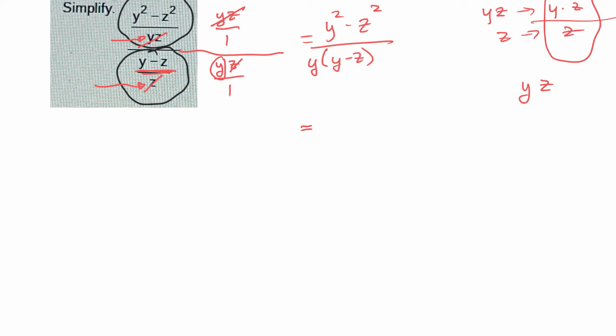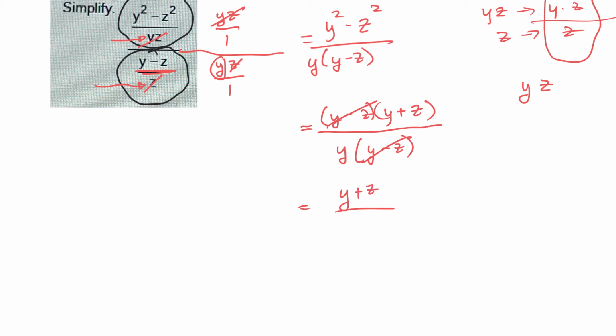On top, that's a difference of squares. So I can factor that into y minus z, y plus z. One's minus, one's plus. On the bottom, I have a y and a y minus z. So you see the y minus z's now cancel. So my final answer is going to be y plus z over y.